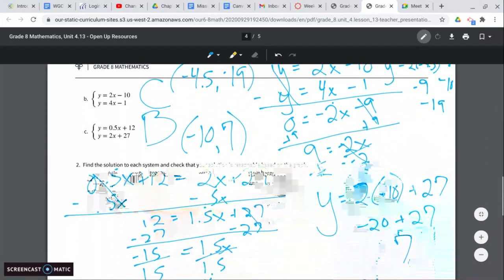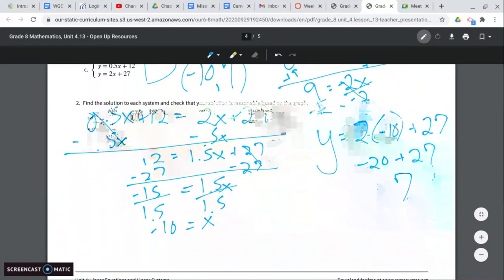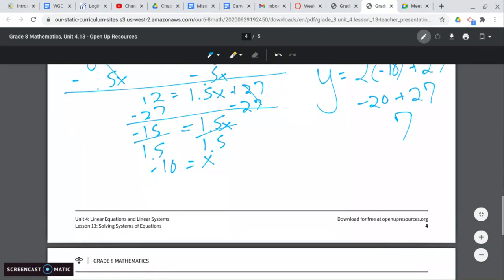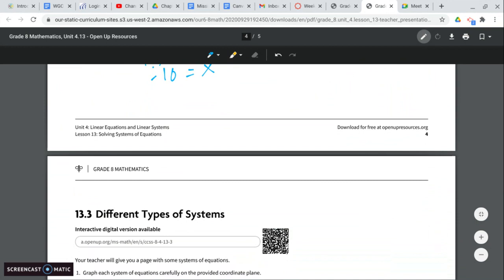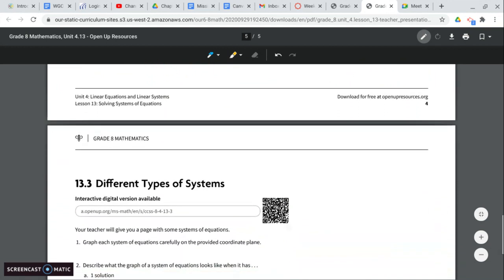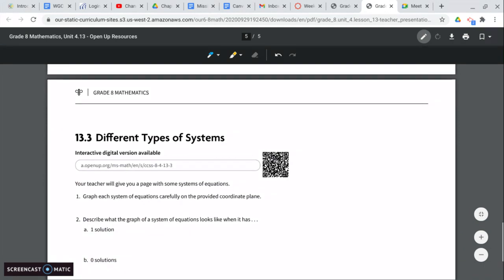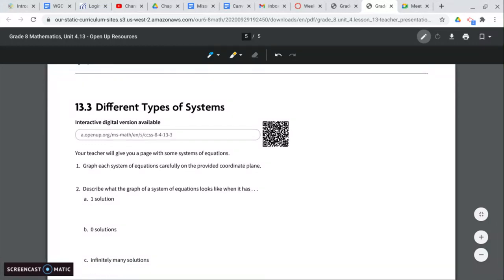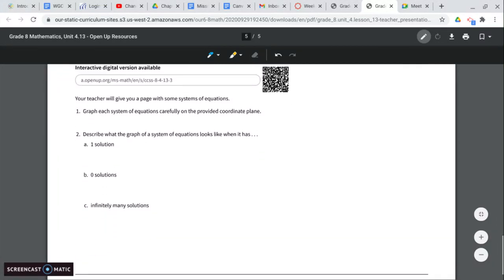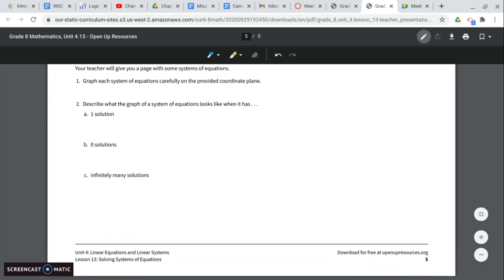So different features there, looking for these solutions to our systems. So solutions is your key word for this lesson. Now, there are different types of systems. So what we were just looking at were a series of one solution systems. So these systems, and we're not going to do the interactive part of this, we're just going to look at what each of these things mean.